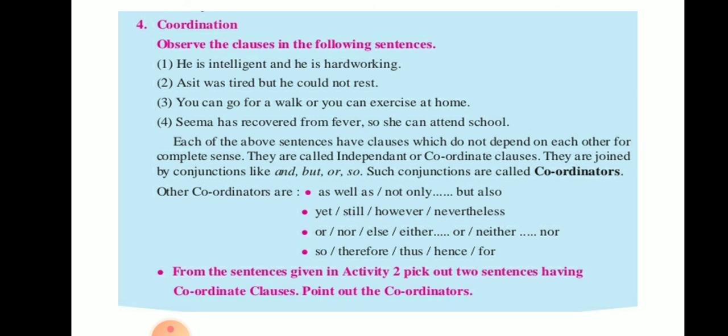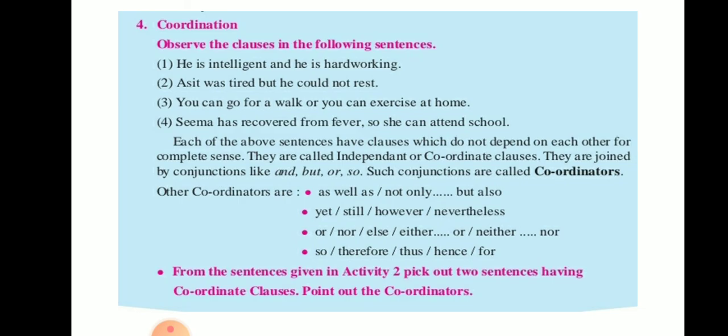You can go for a walk or you can exercise at home. So you can go for a walk becomes one clause, you can exercise at home becomes another clause, combined by the connector or conjunction or. Seema has recovered from fever, so she can attend school. These two are separate, independent clauses connected by the connector so.